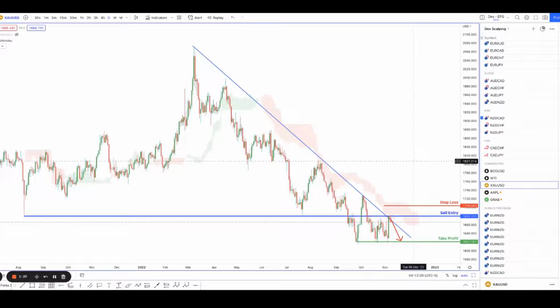Really nice momentum, really nice descending resistance line, really nice overlap resistance, which is our sell entry, and playing the price drop to a major support level.